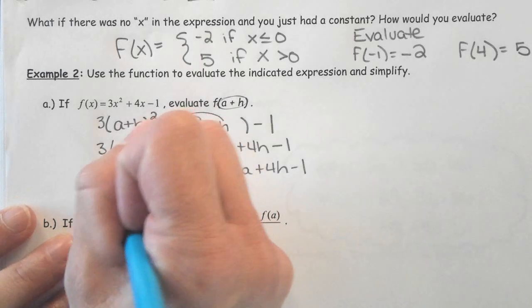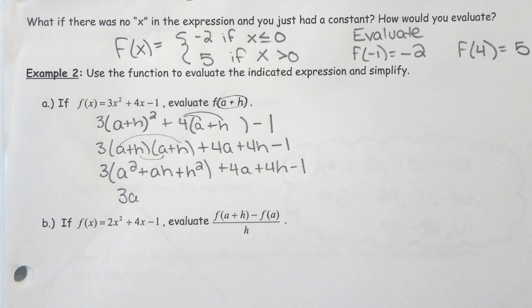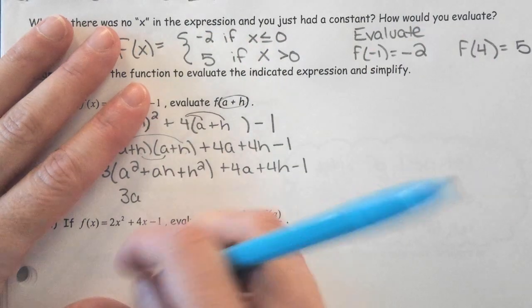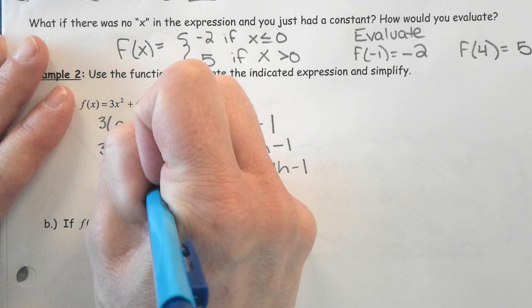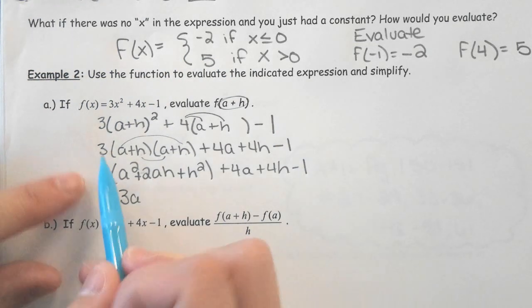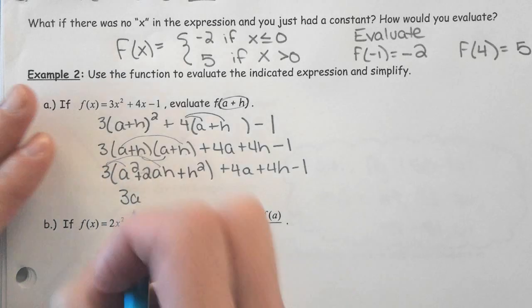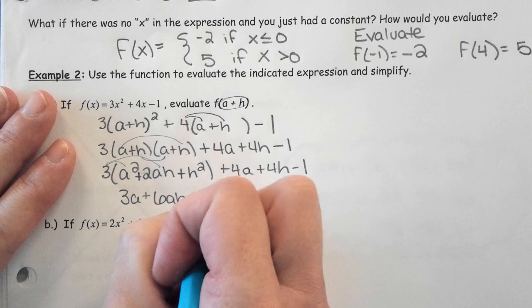I'm going to distribute the 3 now. Yeah? What did I do? Oh, 2ah? Oh my gosh. I'm so sorry, guys. Thank you. Yep, we had 2 ah's and I said that and then I didn't write it. Okay, now let's distribute. That's going to help. Now how many ah's? 6.